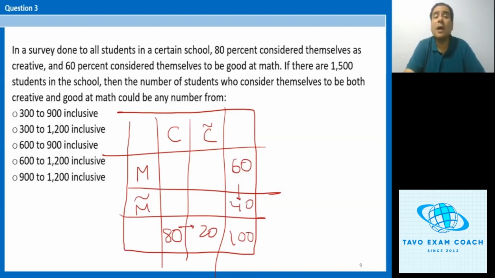They're asking us to find the range of values for the number of students who consider themselves both creative and good at math. So this value here, X. We know we cannot establish the actual value of that intersection. It's impossible if we don't know any intersections. But we can establish a range of values, the minimum and the maximum value.